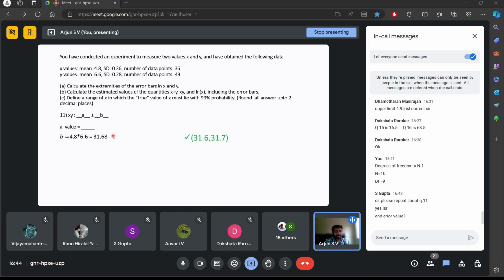For the error value, we discussed earlier that in the case of multiplication, you have to find the percentage values, the relative values, not the absolute values. So your delta z by z, the error value in z divided by z, will be equal to the square root of (delta x by x) the whole squared plus (delta y by y) the whole squared.